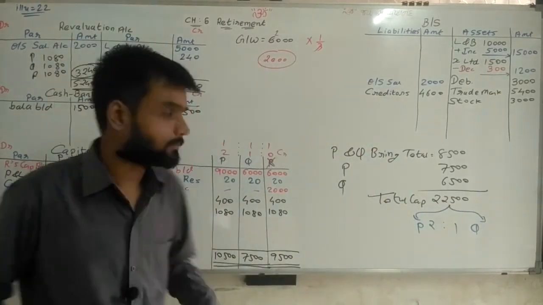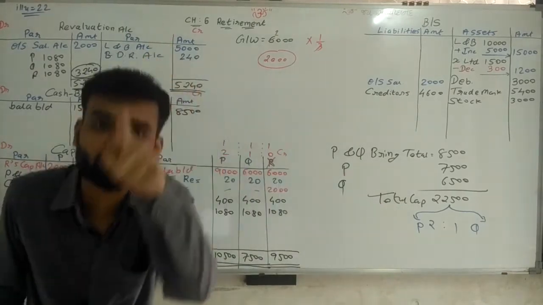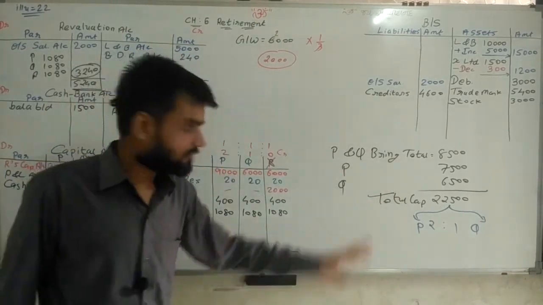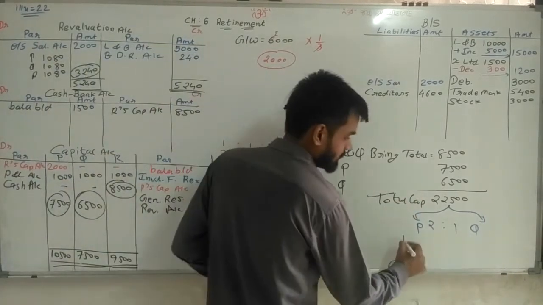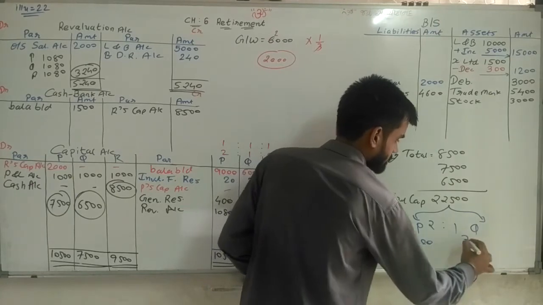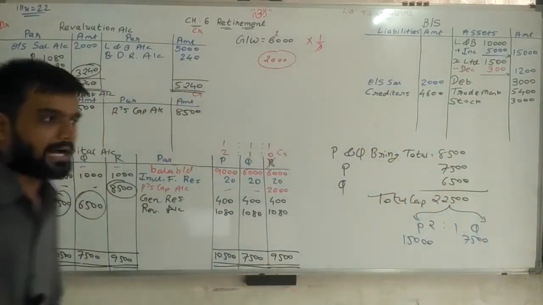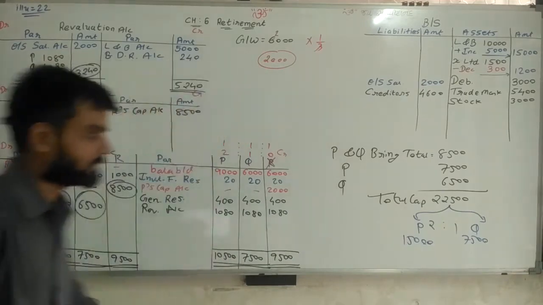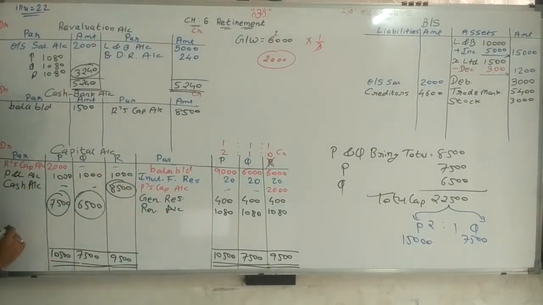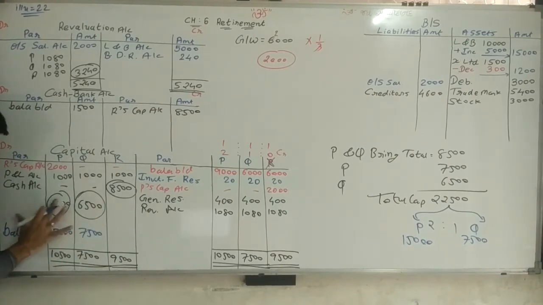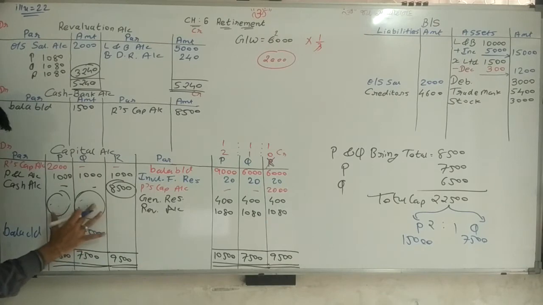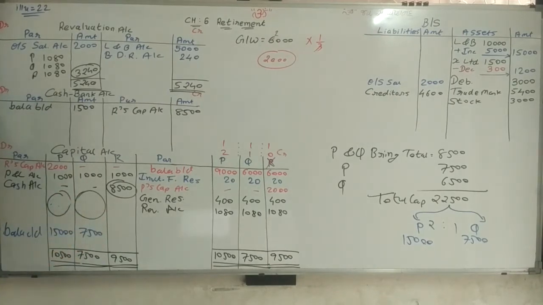So why in 2:1? Because they are maintaining this total capital in their new ratio, and that we have to write. So if we are distributing that in the 2:1 ratio, then we are getting 15,000 and 7,500. So this is the answer. P and Q 15,000 and 7,500. This is my balancing amount. 15,000, 7,500. We are not writing this balance. Not writing this balance.